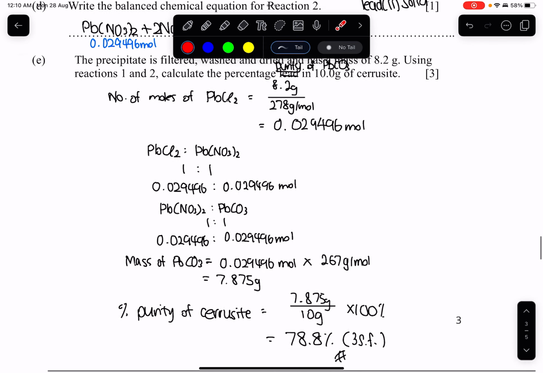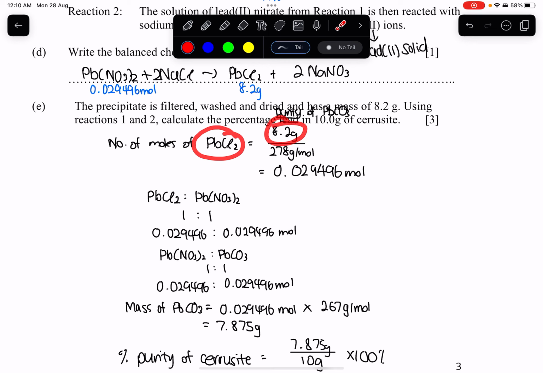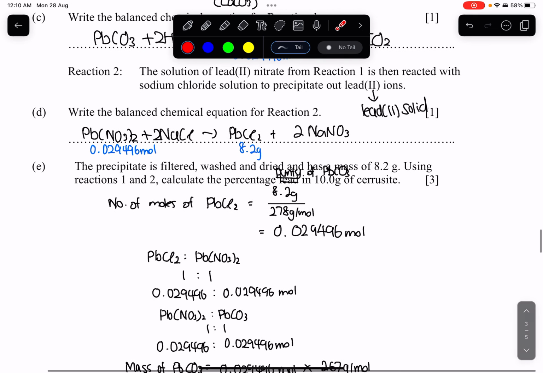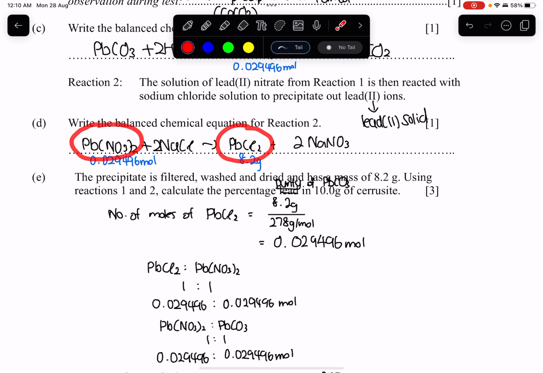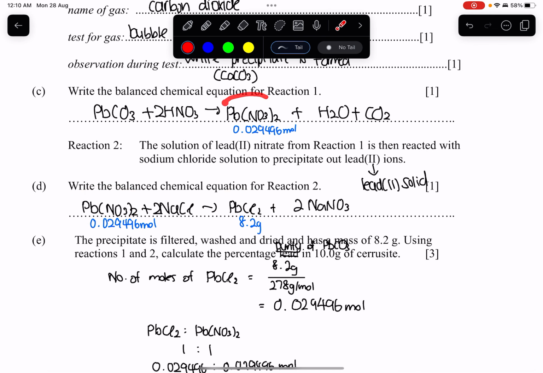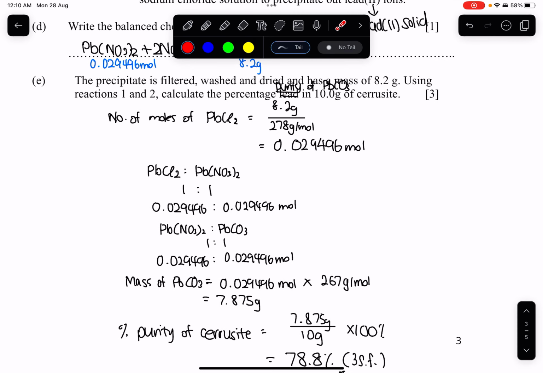So first I'll find moles of PbCl2: 8.2 grams divided by 278 grams per mole, I'll get 0.029496 mole. Next I will use the mole ratio of PbCl2 to Pb(NO3)2, and then the mole ratio of Pb(NO3)2 to PbCO3. Some of you jump directly from PbCl2 to PbCO3. I give you the benefit of the doubt, but please write it clearly in the exam because you don't want the examiner to guess what you're doing. I know it's all 1:1, but just write it to show the examiner you know what you're doing.